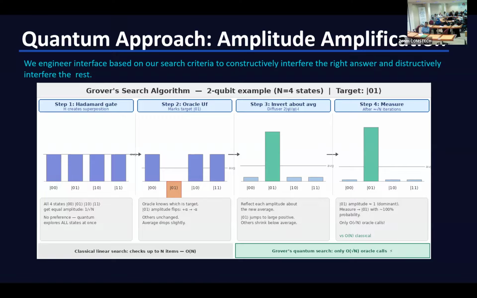If I invert my states around the average, these are going to have lower amplitude on the opposite side. But this one state, which is the required state, the 0,1 state, is already negative, so when it is flipped or inverted, it is going to gain that average. Because of that, it gains amplitude. Then if we repeat this again, we are going to amplify that state, which is our correct state. So that is basically the process of amplitude amplification.